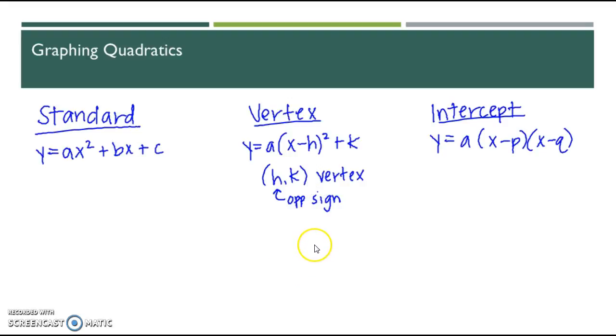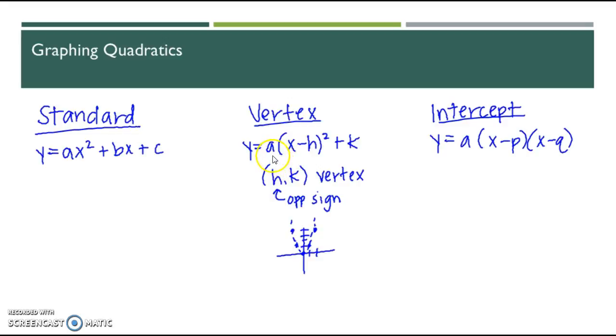So once you have your vertex, then you can find some other points by either making a table or finding your y-intercept, or if you remember that pattern of our parent function, we're at (0, 0), (1, 1), and (2, 4), and then we reflect all those points over. So that's our parent function without any stretching or compressing, so then you can use your a to determine what your new points need to be.